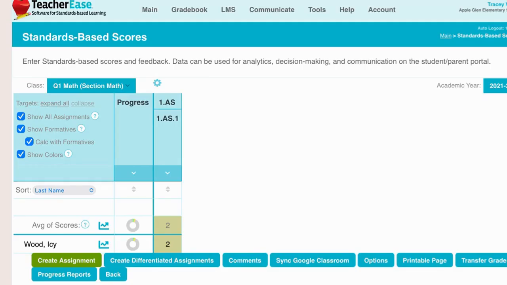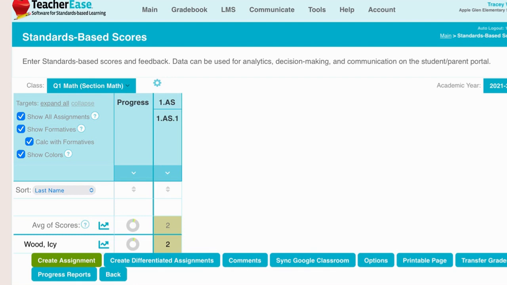Let's take a look at how this translates into the TeacherEase gradebook, looking specifically at the category First Grade Addition and Subtraction. First Grade Addition and Subtraction is the bold heading across the top of the section on the report card. Underneath that, we have First Grade Addition and Subtraction Standard 1. That is the standard that will receive the score on the report card. At the end of quarter 1, this student received a 2.